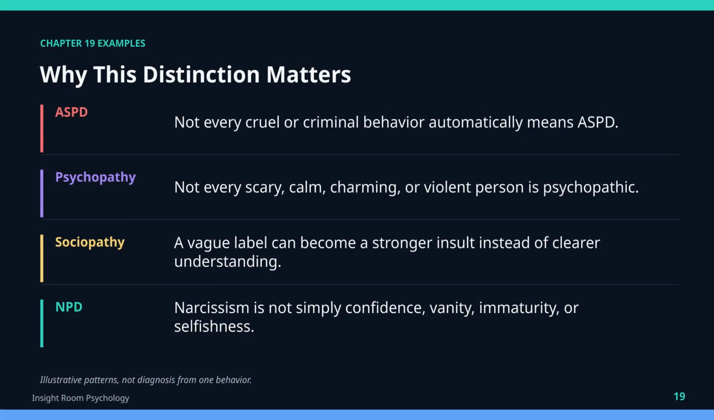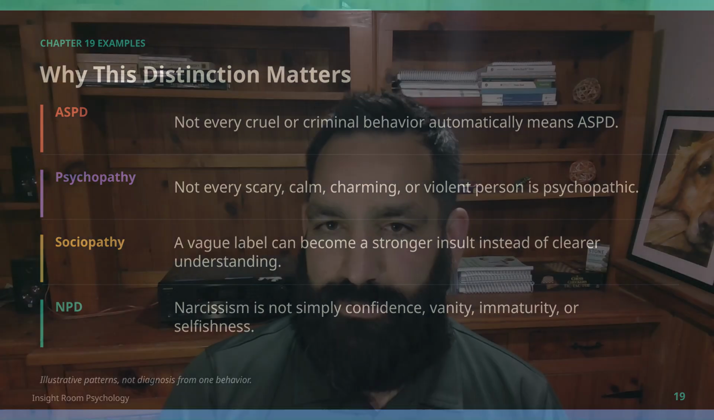disorder. At the same time, being careful with language does not mean excusing harm. Someone does not need a diagnosis for their behavior to be damaging. A person can be manipulative without having NPD. A person can be cruel without having ASPD. A person can be emotionally abusive without being a psychopath. A person can be dangerous without fitting into a neat clinical category. And a person can have a diagnosis and still be responsible for their behavior. Clinical accuracy and accountability can exist together.